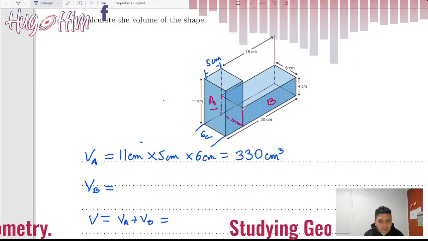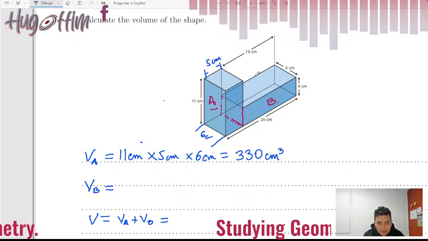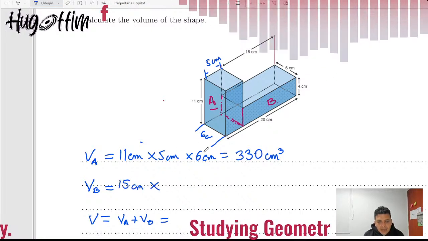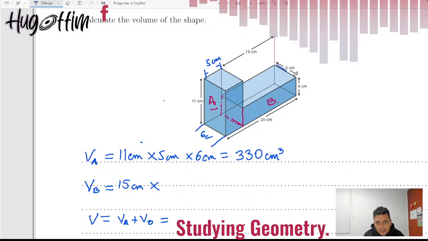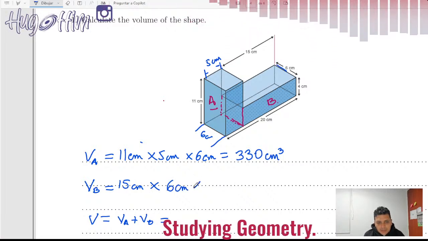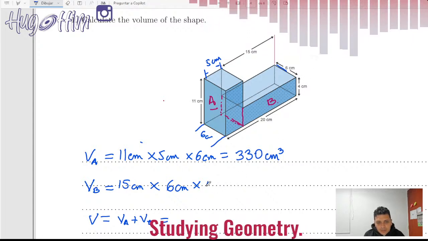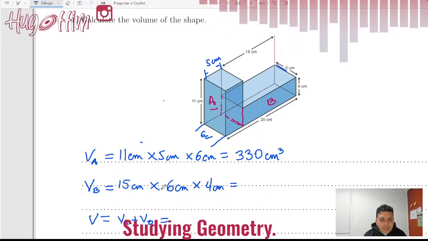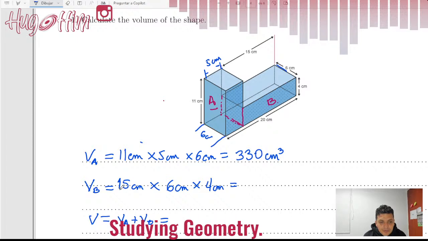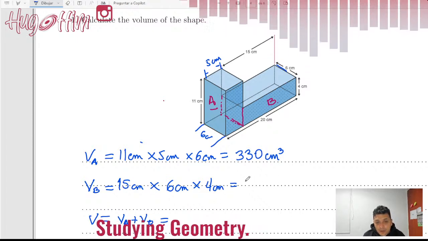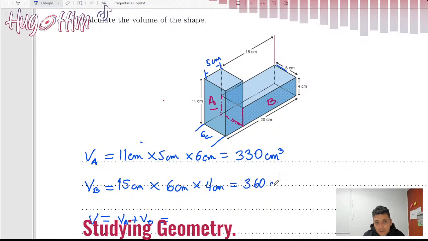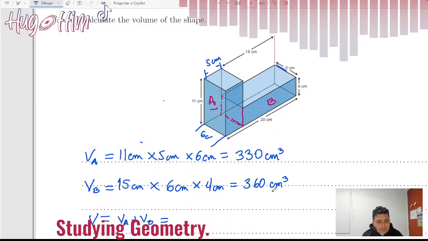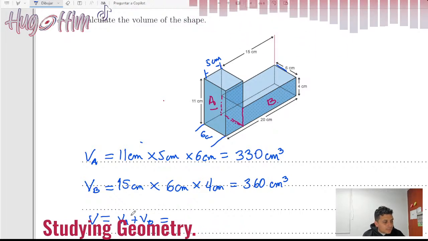And volume of B. So volume of B will be this shape here. The length is going to be 15 centimeters times the width will be 6 centimeters times the height will be 4 centimeters. We can multiply 6 times 15. 6 times 15 is 90. 90 times 4, 360 cubic centimeters.